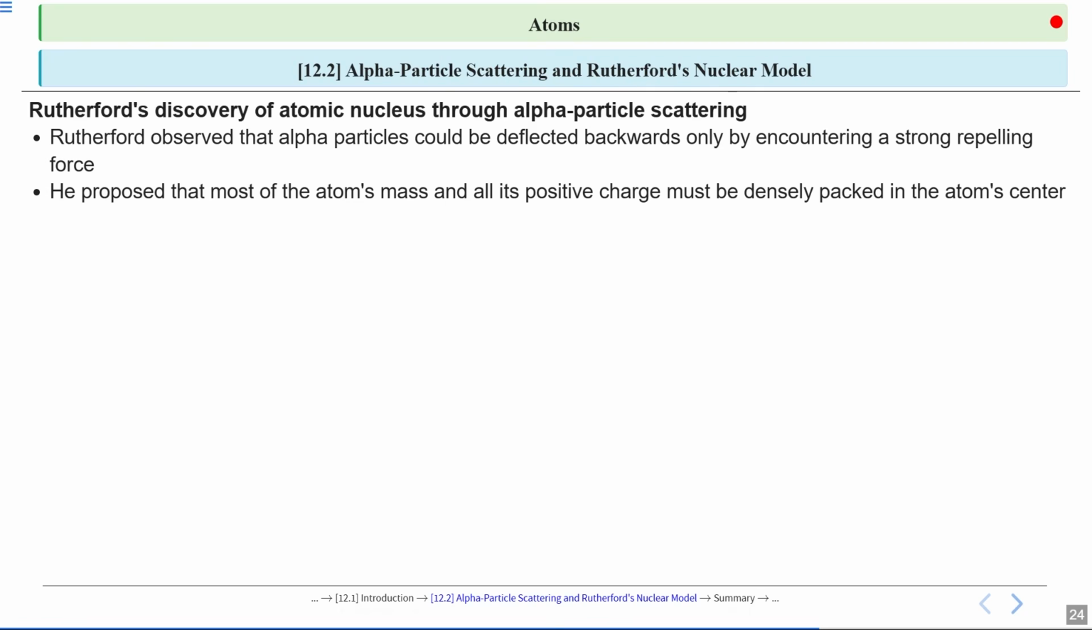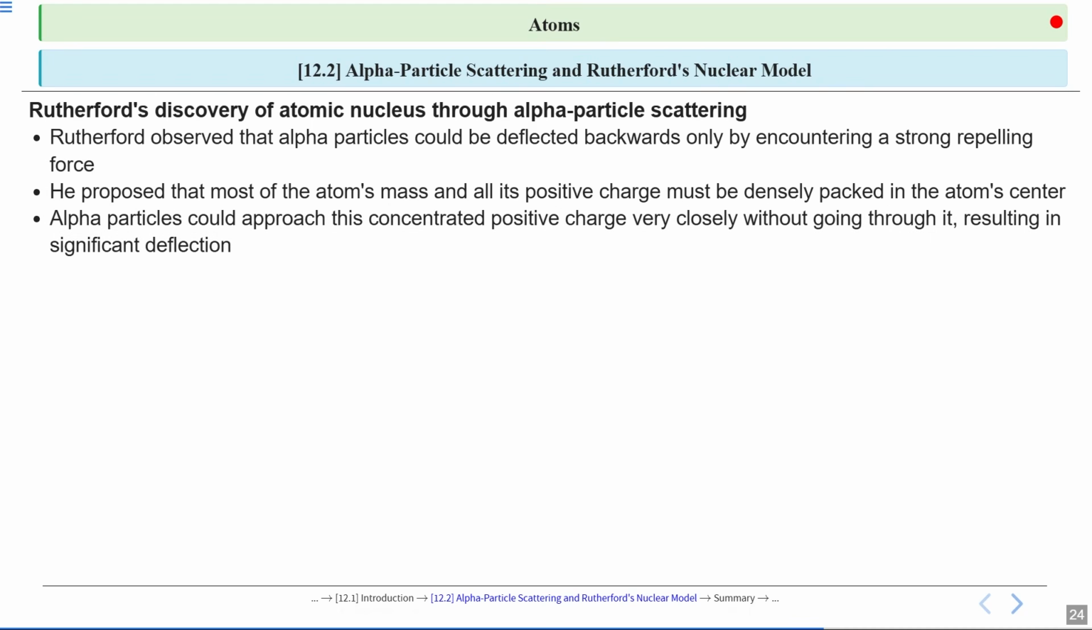This was a big change from the previous plum pudding model, where positive charge was spread out. The nucleus is extremely small compared to the overall size of the atom, but it contains nearly all the mass. Alpha particles, being positively charged, could get very close to this concentrated positive center, but they couldn't pass through it. Instead, they were strongly repelled and deflected at large angles. This explains why only a few alpha particles bounce back while most pass through the atom with little or no deflection.